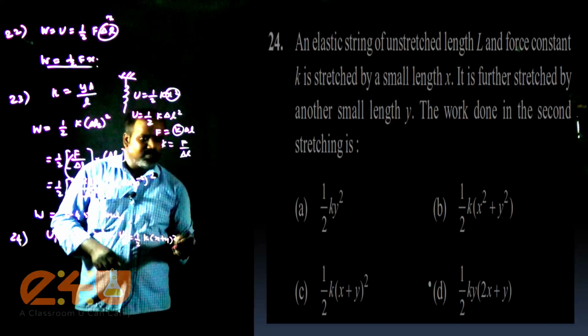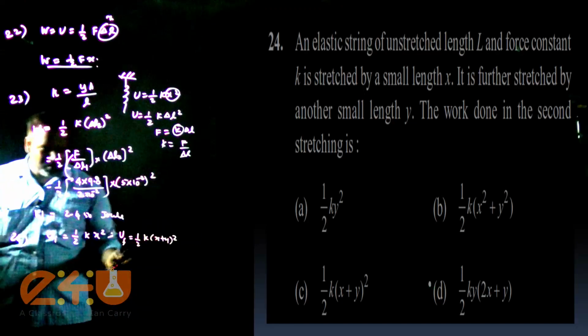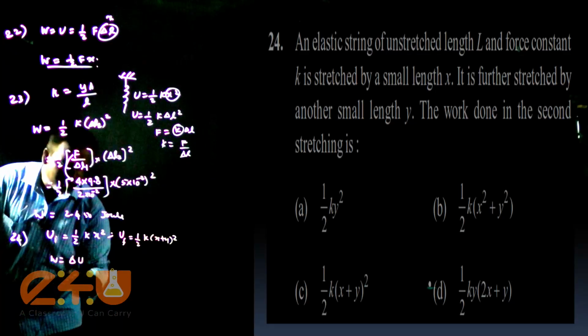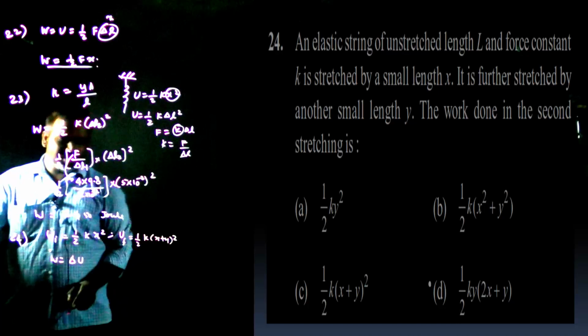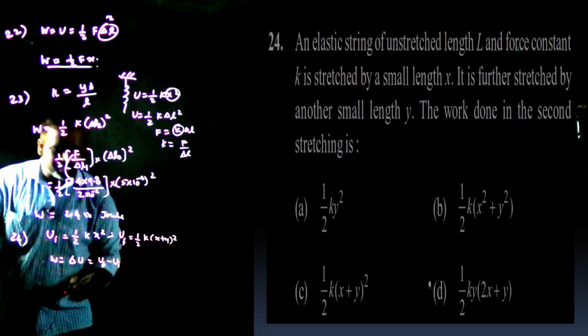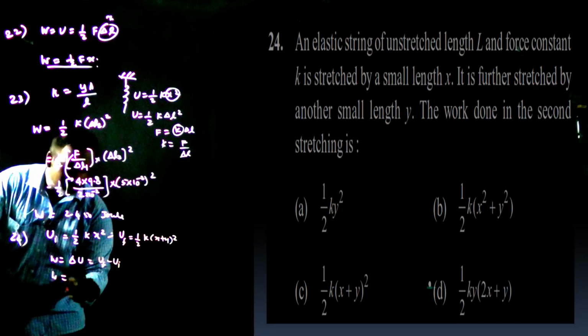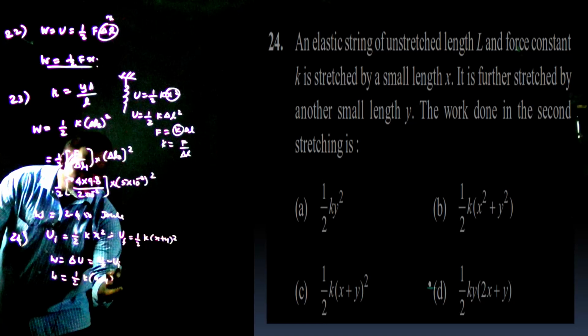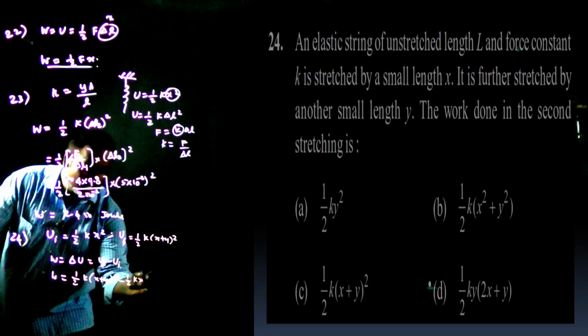They are asking what is the work done in the second stretching. In mechanics we studied that work done is nothing but the change in potential energy. External work done is the change in potential energy. Therefore U final minus U initial. So W is equal to half K into x plus y whole square, minus half K x square, children.